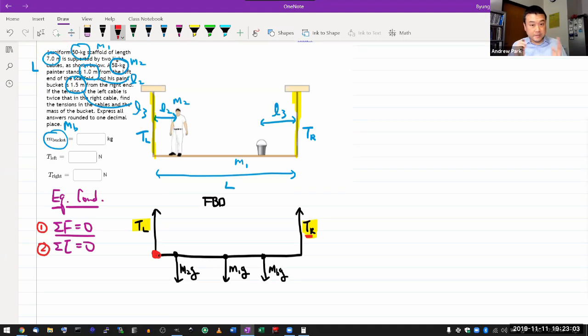So, all right, step number 2, I need to define a coordinate axis. In a problem like this, that comes down to choosing a center of rotation. I guess I'll choose this as my center of rotation. I already marked it.